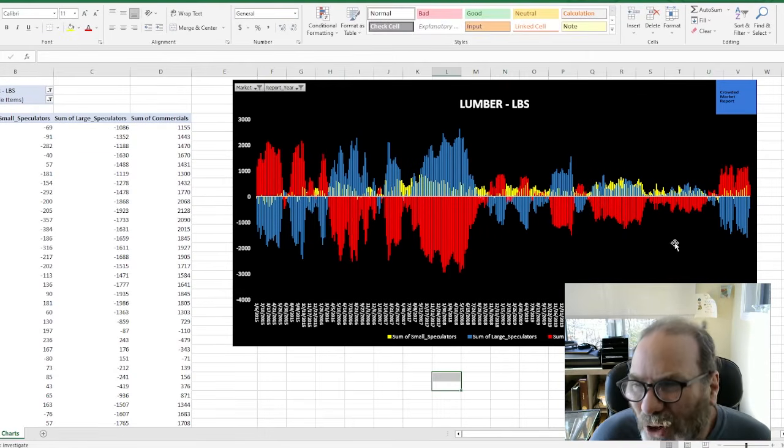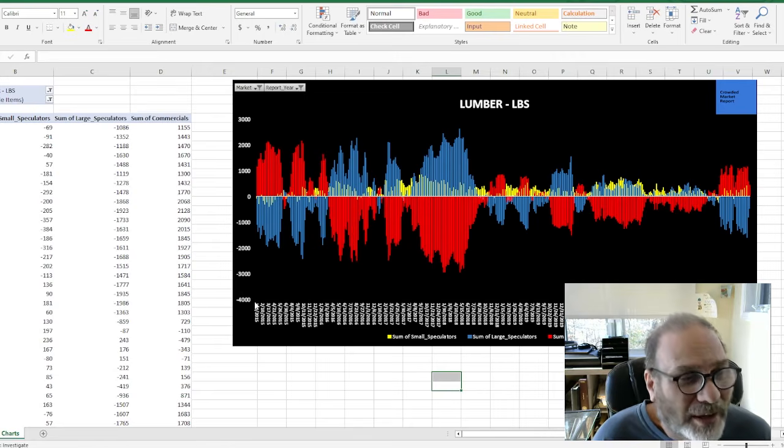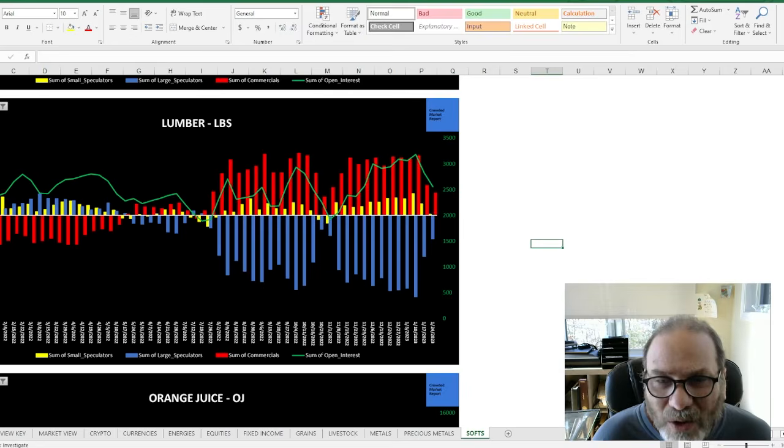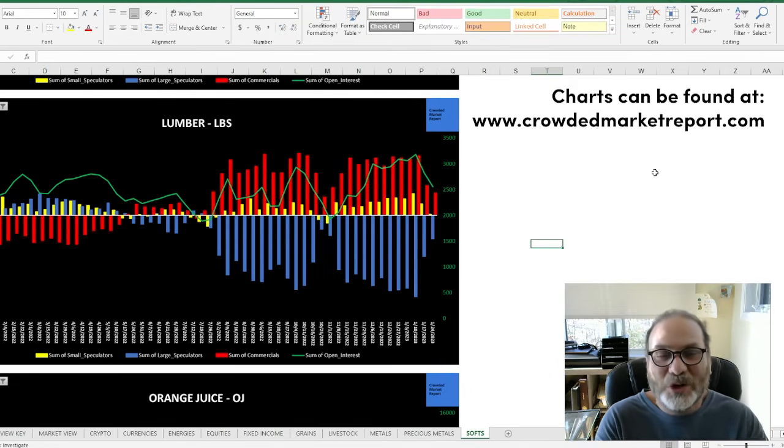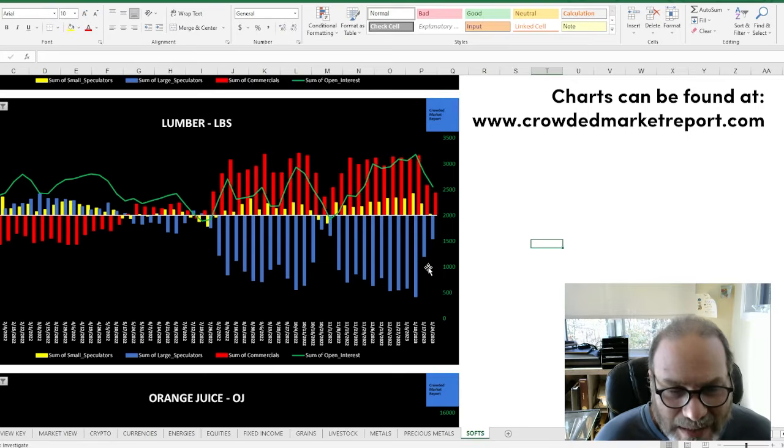But anyway, so lumber, you can see actually this was the shortest specs have been, going all the way back to 2015. So that's a pretty good thing. But a lot of times you get these charts that only look back a year, and you find that while it looks good on a year basis, if you really look back longer, that may not be the case.